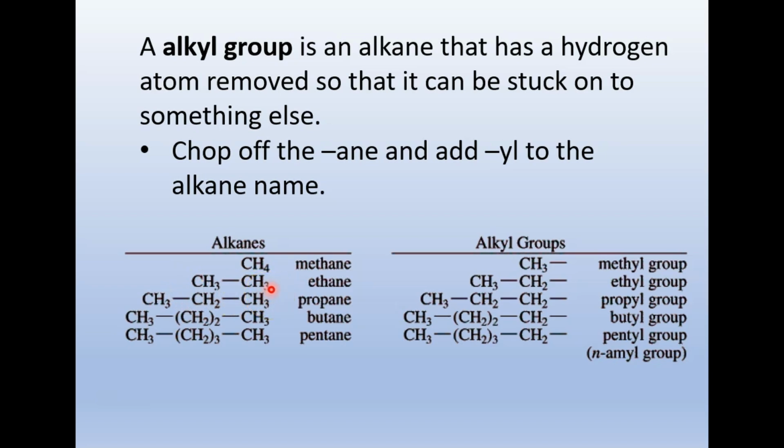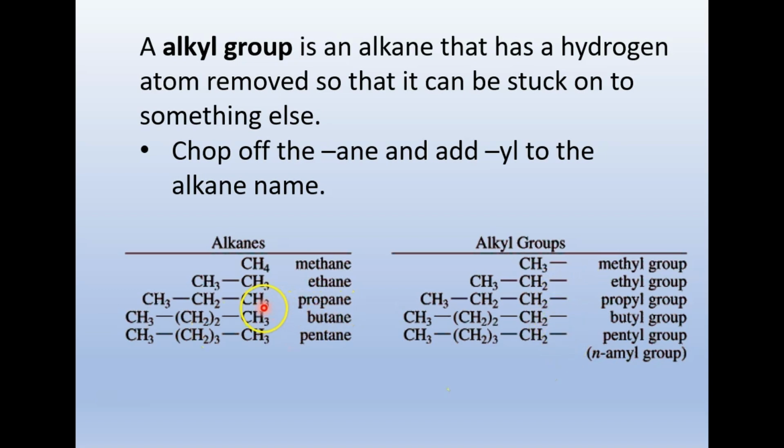All sp3. Chop off a hydrogen. There's the hydrogen's gone. Dashed line means it gets bonded to something. All my carbons have 4 bonds. Don't know what this is bonded to yet. So we call that an ethyl group.